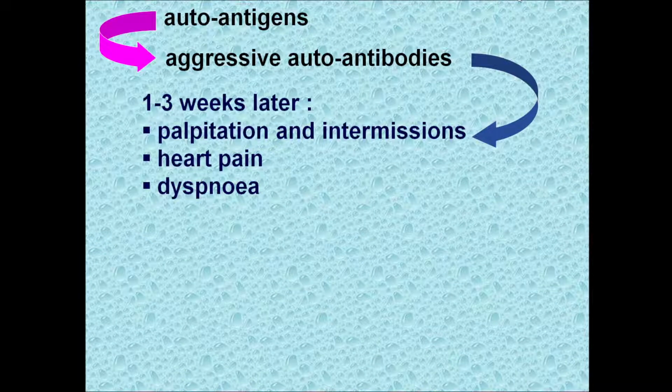And sometime later, usually 1-3 weeks, we see symptoms which indicate affection of the cardiovascular system. The patient feels palpitation, sometimes intermissions, dyspnea after physical exercise, and heart pain, which indicate involvement of the heart in the pathological process and may be manifested with myocarditis or endocarditis, or maybe total affection of all heart structures.